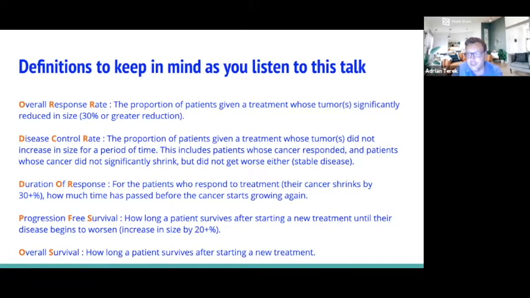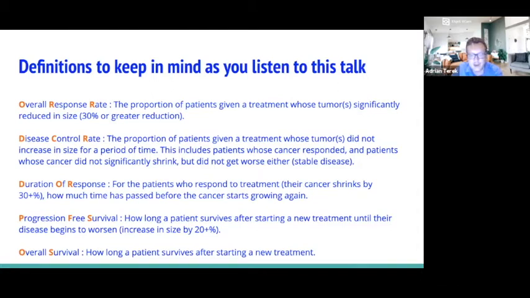Duration of response is another thing you'll see quite often, DOR. And what they're looking at there is the second metric when cancer shrinks that people care about, which is, of course, how long does it stay shrunk for? If I have a patient who is given a treatment and their cancer shrinks 80%, but it starts growing back immediately and it's back to its original size in 2 months, it may not be having as much of an effect, a positive effect for that patient.